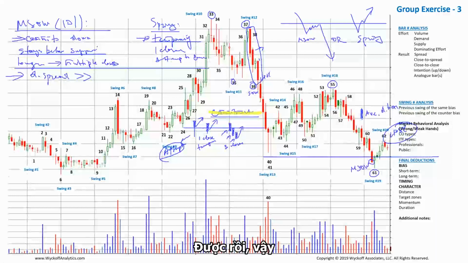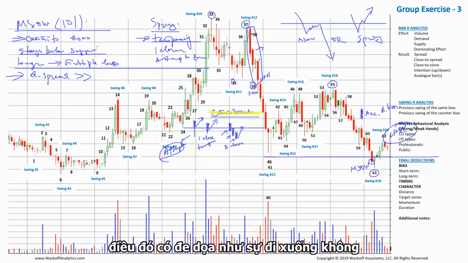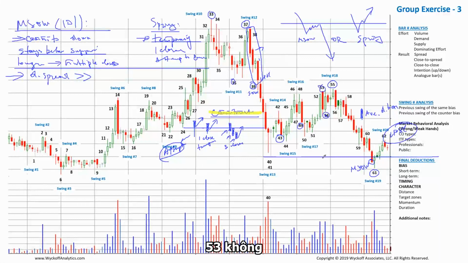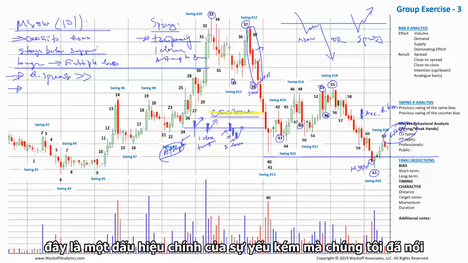Okay, so is that threatening? Is that as threatening as the downward bars from 37 to 40? No. Is it the same size as 43, 49, and 53? No. Okay, so then what other characteristics do we need for the major sign of weakness here to show us that indeed this is a major sign of weakness?